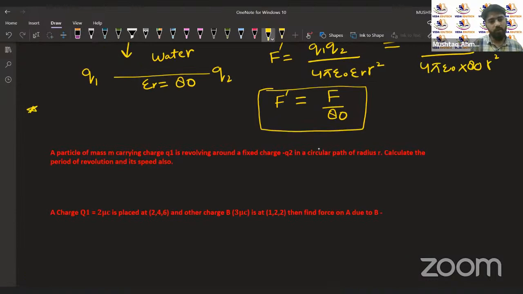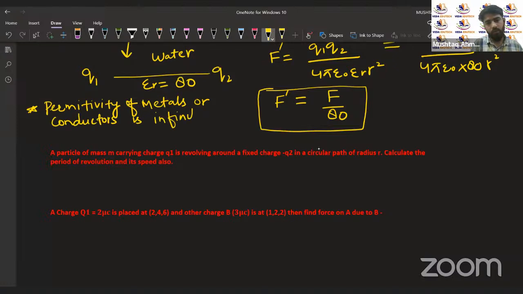You can write it here. Permittivity of metals or conductors is infinite, because we know inside the conductors the electric field does not exist. It means the conductors show infinite resistance to the electric field to exist inside the conductor. That's why we say the permittivity of metals or conductors is infinite.